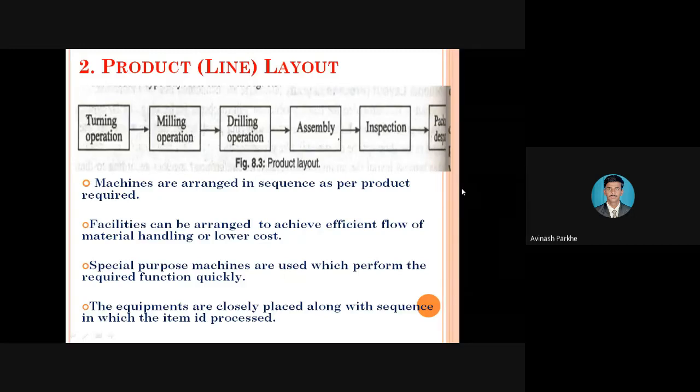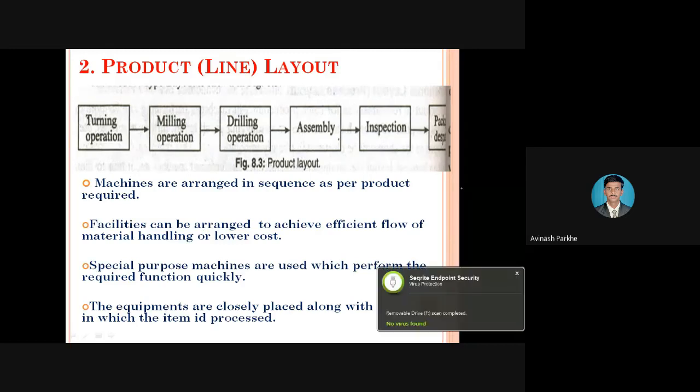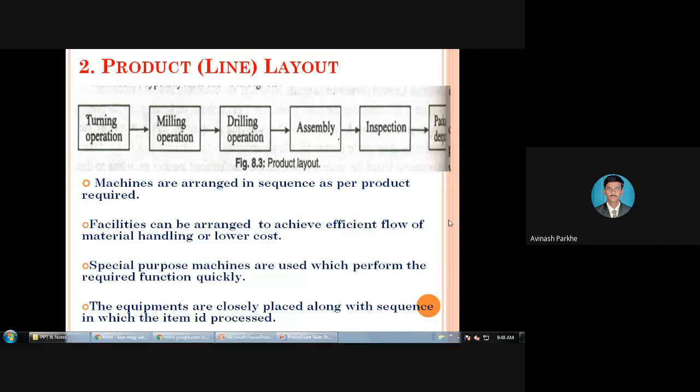In the last lecture, we started with the types of layouts. Basically, there are four types of layouts which are mostly used in the industries. The first one is a process layout. Second one is called a product layout. Then there is the fixed position layout, and group technology. Out of those four layouts, the first type we discussed in the previous lecture is called a process layout, and it is also called a functional layout.